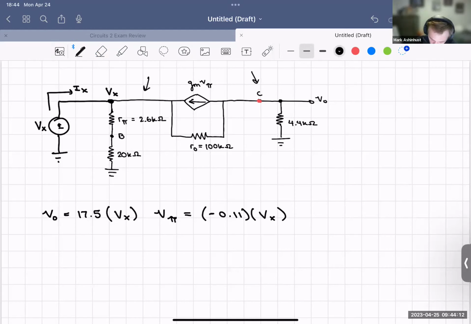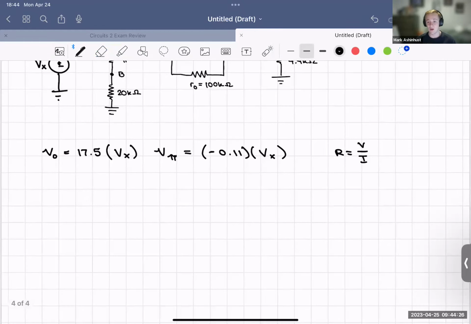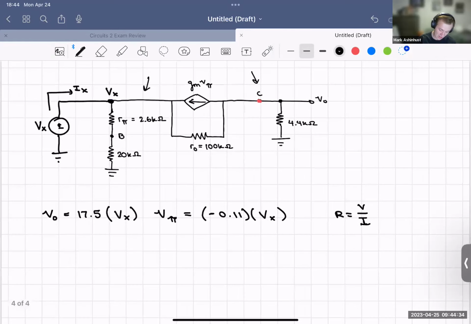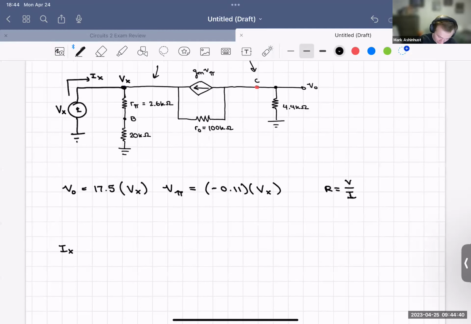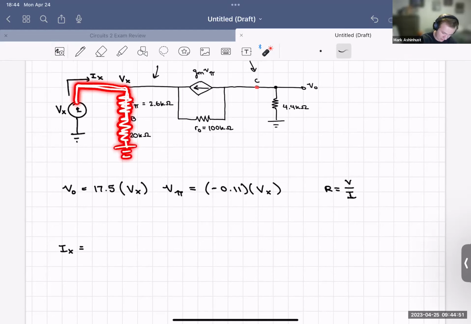Solving for resistance, we know Ohm's law. V equals IR. We know that R is equal to voltage over current. So if we know the voltage and the current at the input, then we know the resistance at the input. So what we need to solve for are what Ix and Vx are. I'll begin with Ix, which is looking at that current. We have the current going here, and we'll go down this resistor, then the 20K. So we'll start with that one.